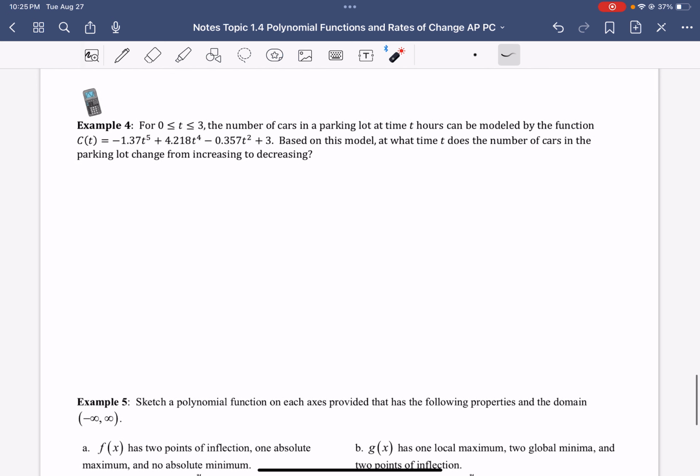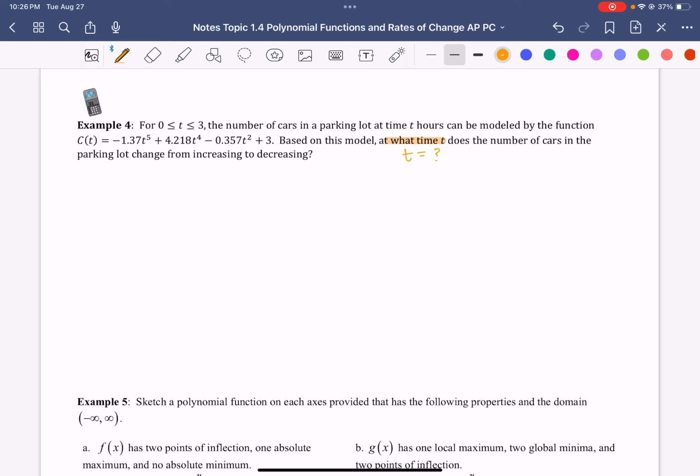Example 4 says from 0 to 3, the number of cars in a parking lot at time t hours can be modeled by the function c of t equals -1.37 times t to the power of 5 plus 4.218 times t to the power of 4 minus 0.357 t squared plus 3. Based on this model, at what time t does the number of cars in the parking lot change from increasing to decreasing? Okay, so I know that I'm trying to figure out at what time t.